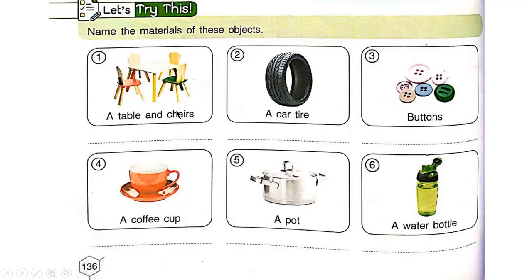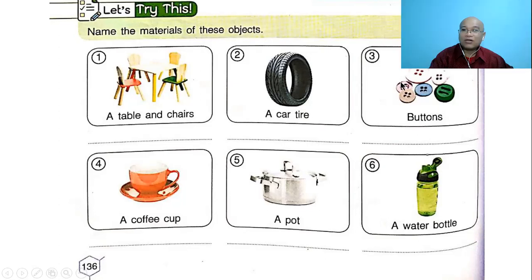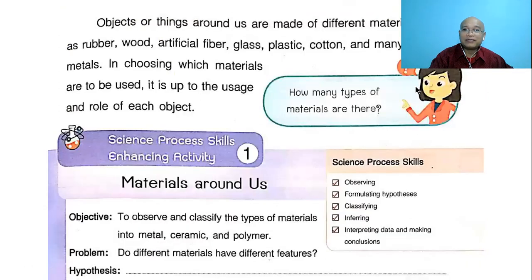So in here, a table and chairs made of what? Yeah, made of wood, some are made of plastic, and I don't know if there is a little metal in here. And number 2, a car tire is made of rubber. Buttons, made of plastic. And number 4, a coffee cup, maybe made of ceramics, right? And a pot made of what? Metal. And number 6, a water bottle made of what? Maybe plastic, okay? And so let's go to the next one.